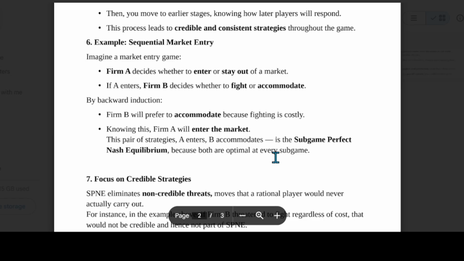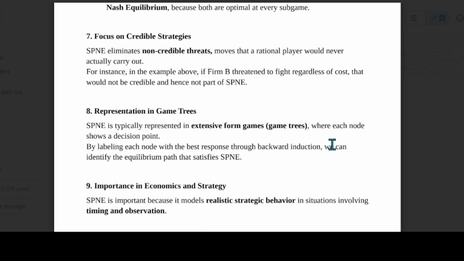But over here you can simply write that firm B will prefer to accommodate because fighting is costly. For it to also enter the market is costly. So firm A knows that firm B will not enter, because it will be expensive for it, so firm A will enter the market. This pair of strategies, A enters and B does not enter, B accommodates. The word for not entering is accommodate, meaning to adjust. It is the SPNE because both are optimal at every subgame. For B it is right not to enter, and for A, given that B is not entering, it is better to enter.